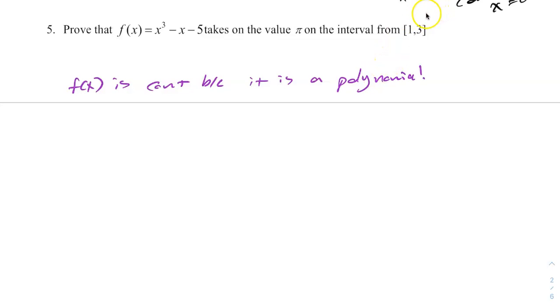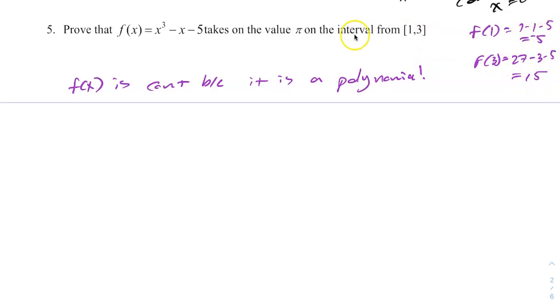Next, I gotta do the work, right? I gotta show that when I plug in f of 1, I should get something less than pi and one bigger than pi. So we can do it off on the side. If I plug in f of 1, I'm gonna get 1 cubed minus 1 minus 5, which is just gonna be negative 5. If I do f of 3, I'm gonna get 3 cubed is 27 minus 3 minus 5. So I get 19. The first one was negative 5. That would have been a problem. So we got negative 5, we got 19.